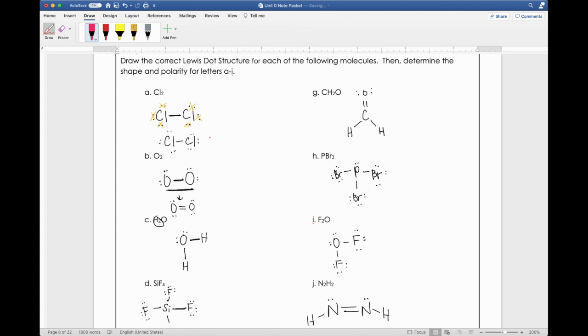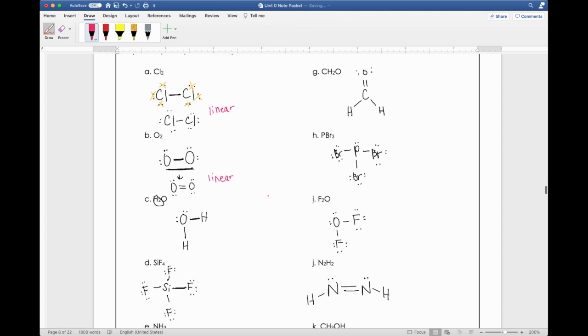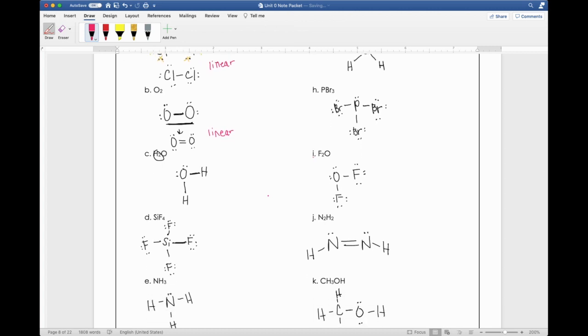This particular molecule only has 2 atoms. So because these are 2 atoms, it has to be linear. It has to be a straight line, right? It can't be any other shape. Same thing with B. This is diatomic oxygen. This bond right here has to be linear. So the shape of this molecule is linear. These first 2 are easy. Any molecule that has only 2 atoms has to have a linear shape.